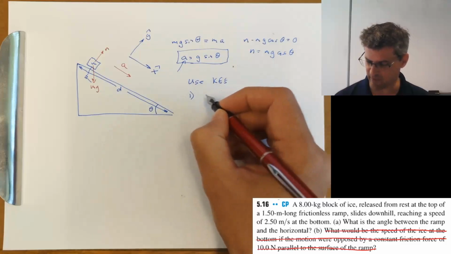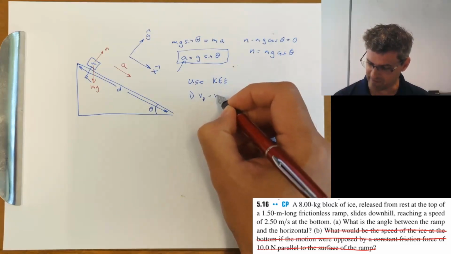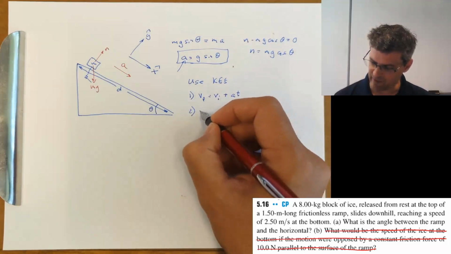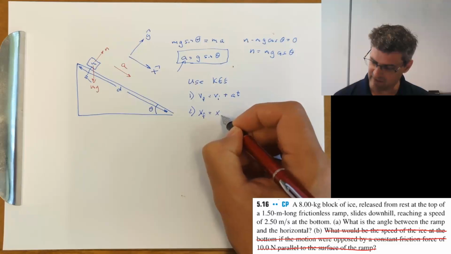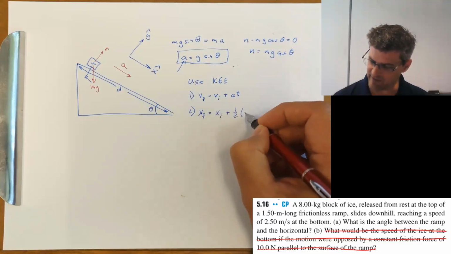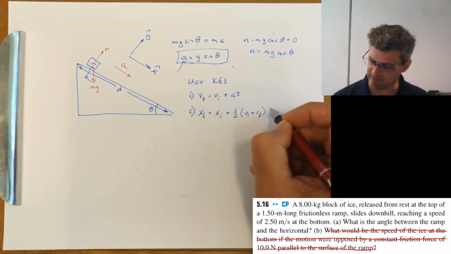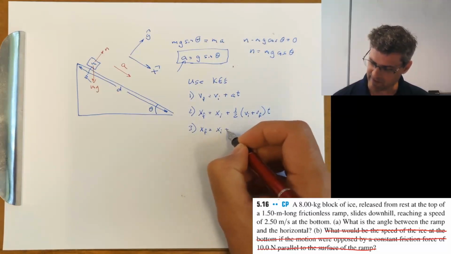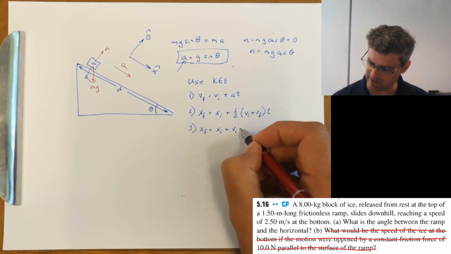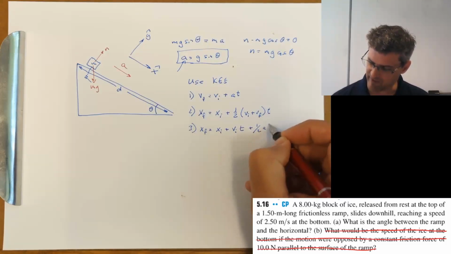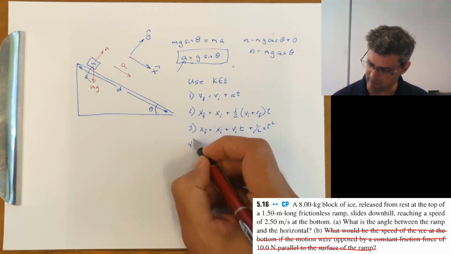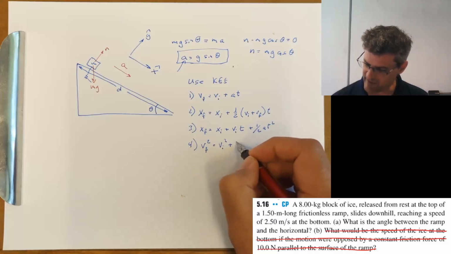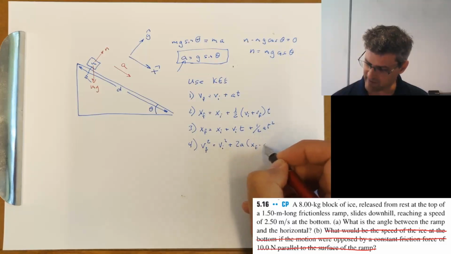So what are our kinematic equations? We know that v final is equal to v initial plus at. We know that x final is equal to x initial plus 1/2 (v initial plus v final) t. We know that x final equals x initial plus v initial t plus 1/2 a t squared. And we know that v final squared is equal to v initial squared plus 2a (x final minus x initial).